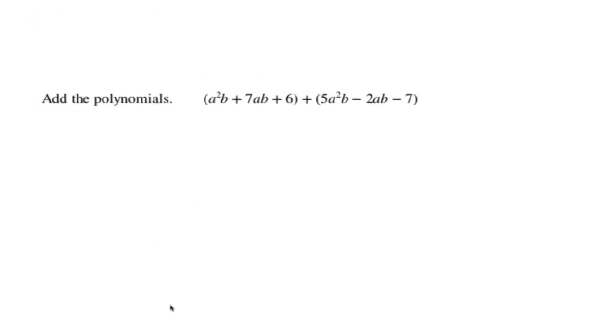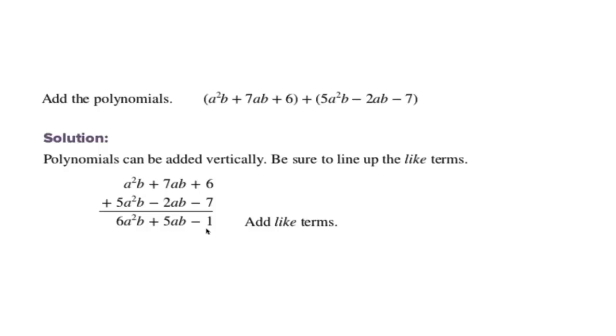Same thing when the polynomial has multiple variables. Another way to do this is to organize them vertically, so that you notice these are the same powers, which means we can combine them as like terms. So 1 plus 5 is 6. Again, they have to be the same: 2, 2, 1, 1. Like terms must have the same powers for all the variables in that term. And so 7 minus 2 is 5, and then 6 minus 7 is negative 1.